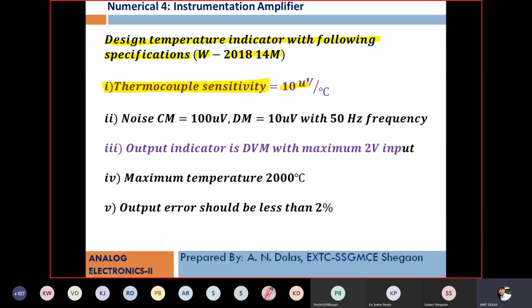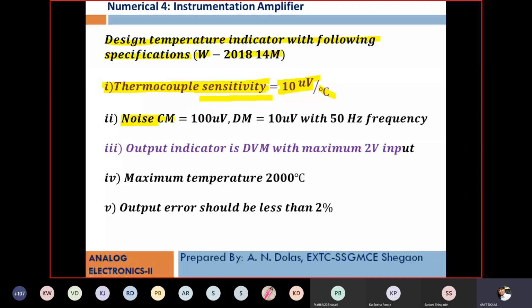Now, thermocouple sensitivity. Somewhere you may find the word variation. Thermocouple sensitivity is 10 microvolt per degree centigrade. It means if at 0 degree centigrade the output is 0 volt, then at 1 degree centigrade it will have 10 microvolt at the terminal. Then one new thing is here: noise is given.